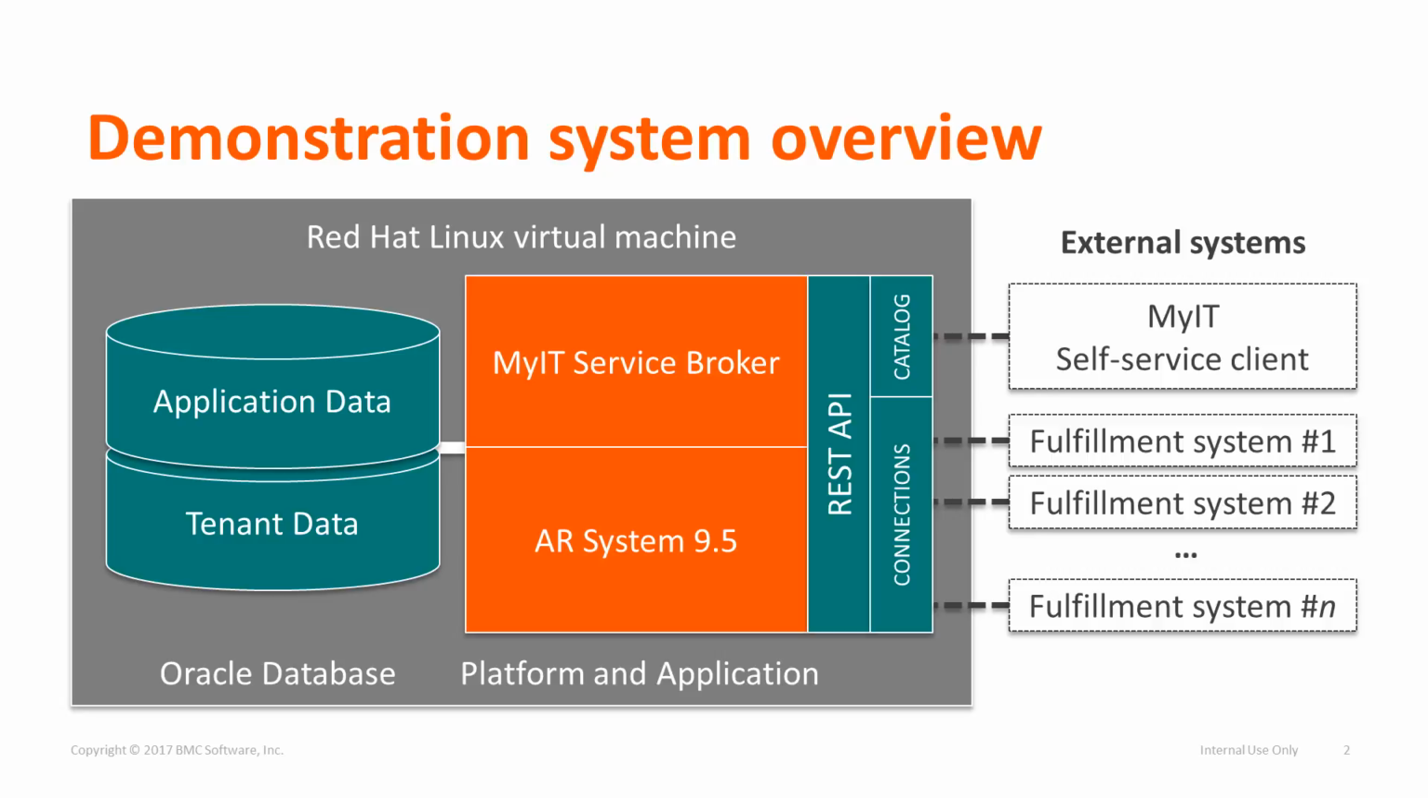There's an outbound API, which is your catalog API used by MyIT, and there's the two-way API, which is connections used. Actually, they're both two-way APIs. One of them is the connections goes to the fulfillment systems, and the catalogs go to MyIT, so you can sort of see how these things are connecting. We're not going to be setting up MyIT and the fulfillment systems in this demo.